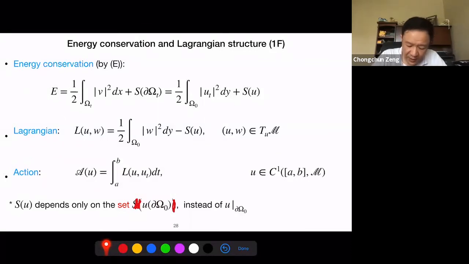Then starting from the conserved energy, one can perform the Legendre transformation again, as in the standard recipe in Lagrangian mechanics. Then you get the action, the Lagrangian. The Lagrangian is simply the kinetic energy minus the potential energy right now. And the Lagrangian is defined on the tangent bundle of the configuration manifold. And then you have the action as the time integral of the Lagrangian. So you just think of this formally at this moment.